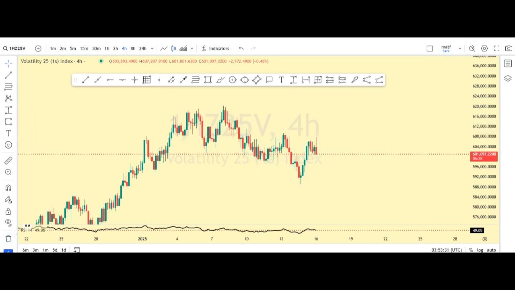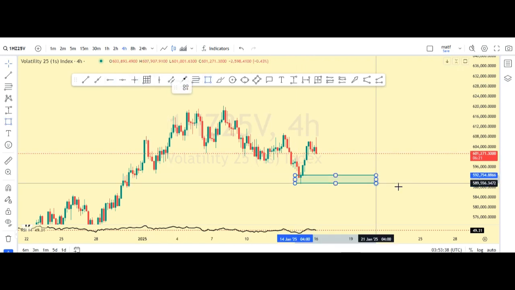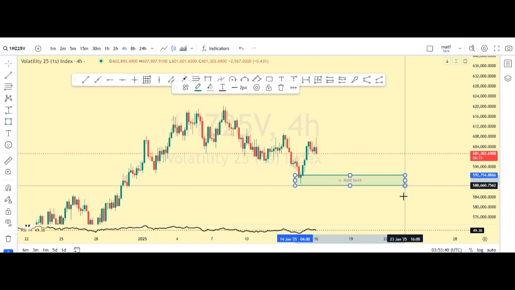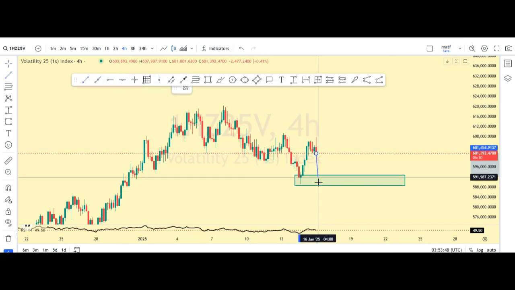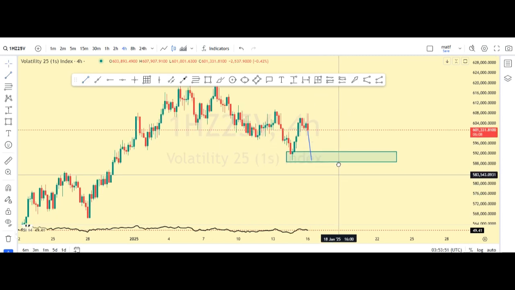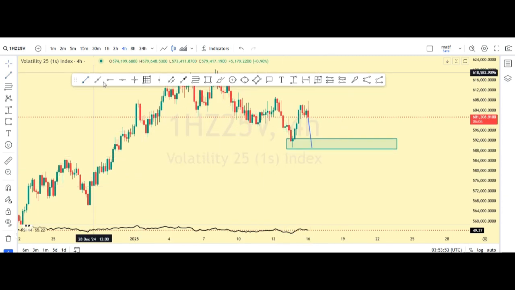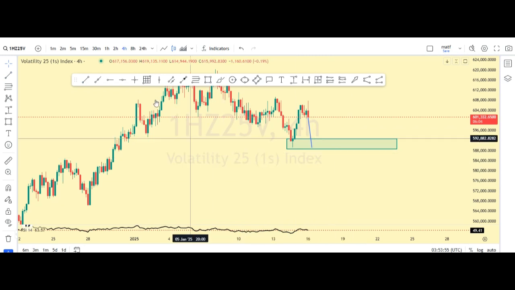So we are currently selling, and we are looking at price coming to attack these lows and sweep this level. My first take profit will be down here. Then once this low is taken out, I'll look at my second TP around this level.